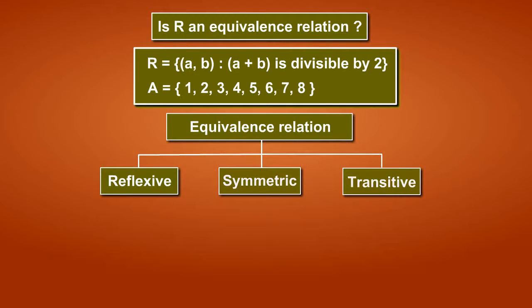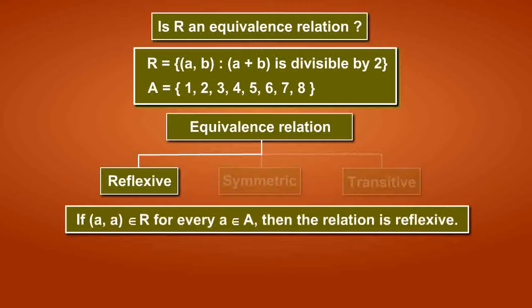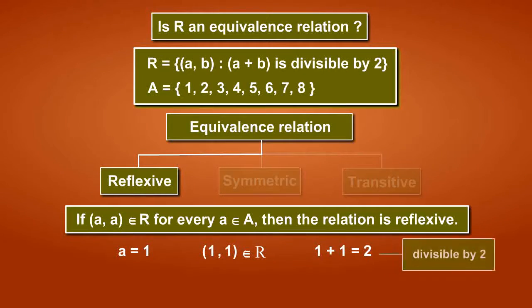So let's start by checking if this relation is reflexive. If A comma A belongs to R, for every A that belongs to set A, then the relation is said to be reflexive. So look at relation R. Look at set A. Let's say A is 1. Then what would be A comma A? That would be 1 comma 1. And let me tell you one thing. 1 comma 1 belongs to R. You want to know the reason? 1 plus 1 equals 2 and this is divisible by 2.